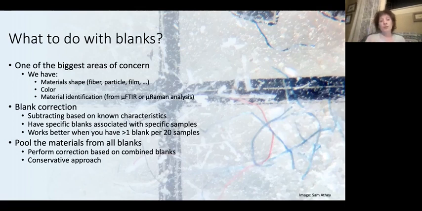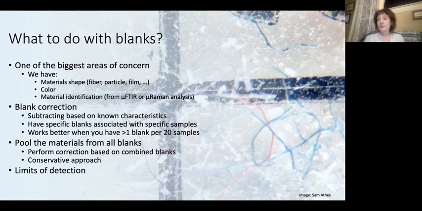You can pull the materials from all blanks and then perform correction based on those combined blanks or your average background contamination, which is another kind of conservative approach that people use. So if you've been processing samples for a year, grab one blank per week and look at what your average contamination is and what it's comprised of.